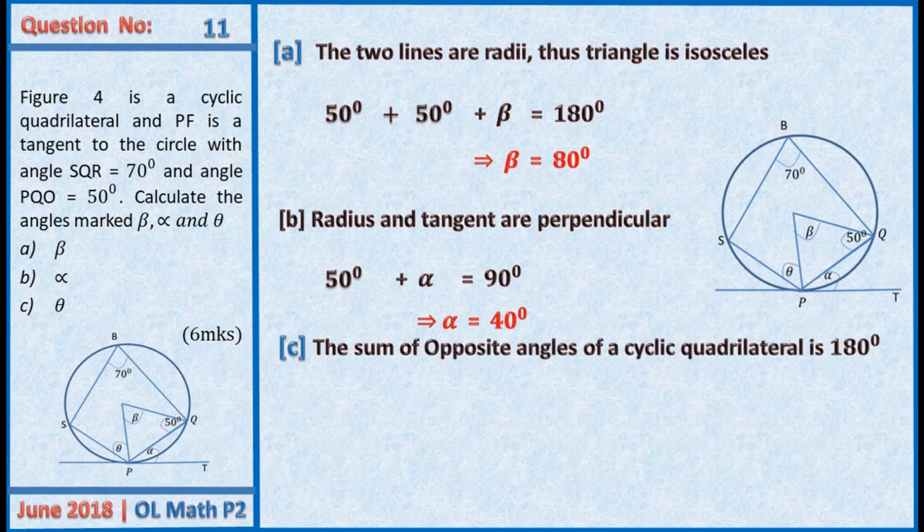To find the angle theta, we have been told that the figure BSPQ is a cyclic quadrilateral, and for any cyclic quadrilateral, according to circle theorems, the sum of any two opposite angles must be equal to 180 degrees. So the opposite angles here, we have 70 degrees, and we have theta plus 50 degrees. The total angle at P is theta plus 50 degrees for the cyclic quadrilateral. So theta plus 50 plus 70 should be equal to 180, and this gives us theta to be 60 degrees.